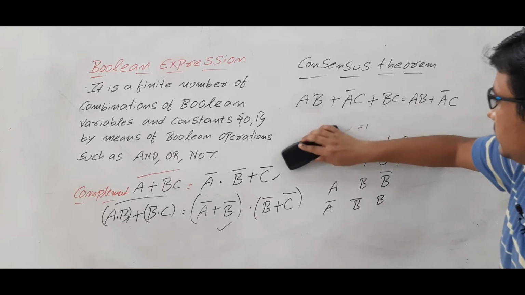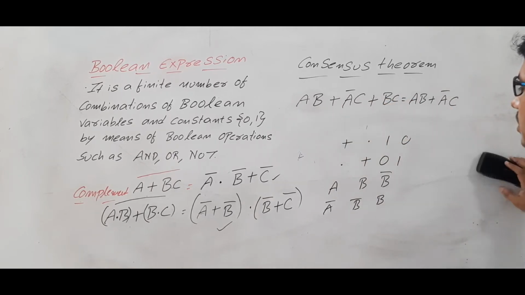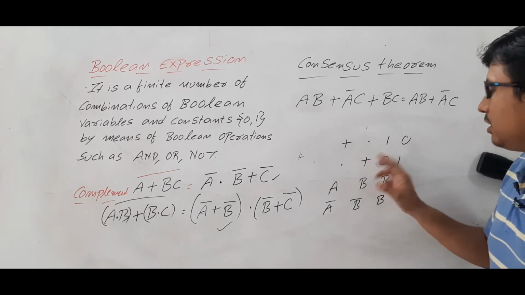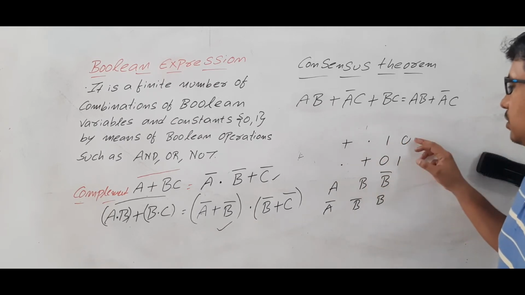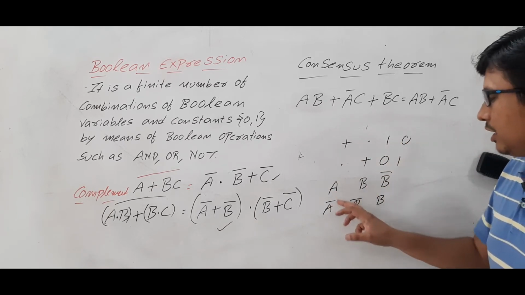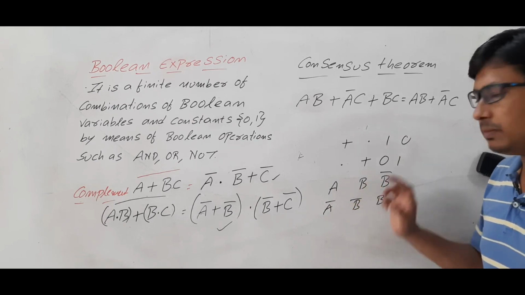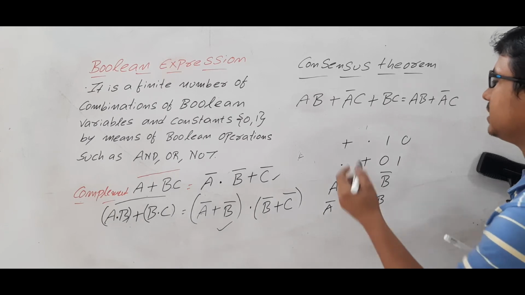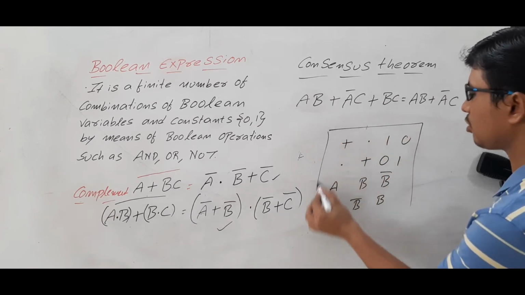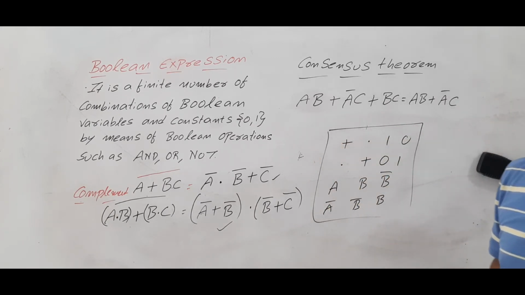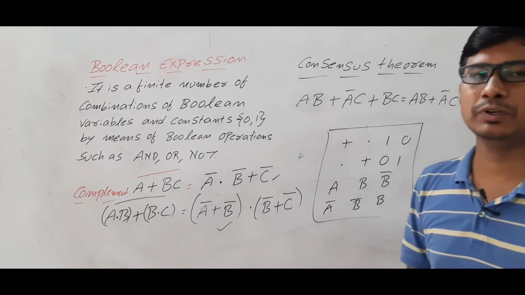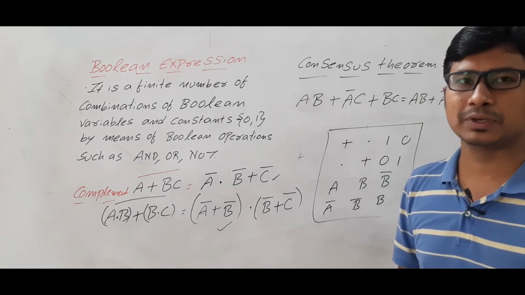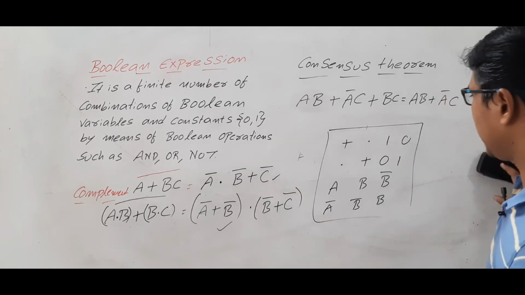So this is about the complement. If you have an or, it will become and; and will become or; 1 will be 0, 0 will be 1, A will be A's complement, B will be B's complement, and B's complement will be B. So this is the generalized representation of a complement. I hope you have understood the difference between dual and complement, and how to find the dual of an expression and the complement of an expression.